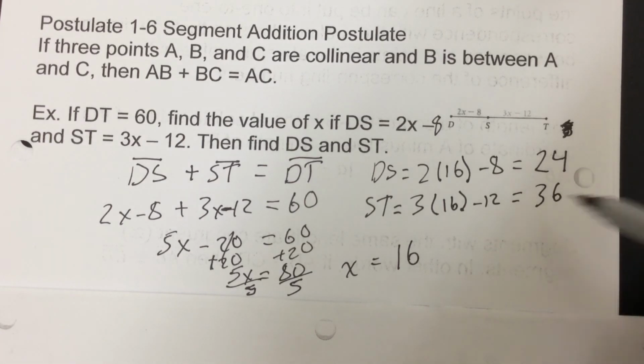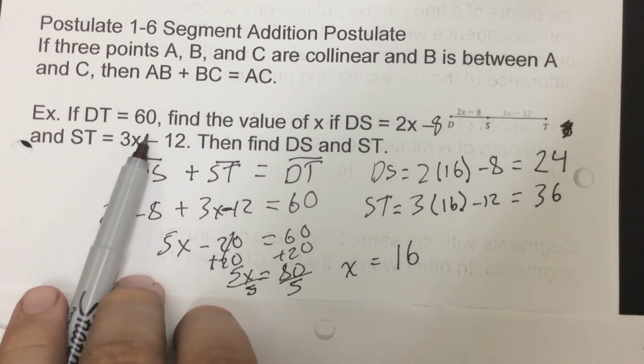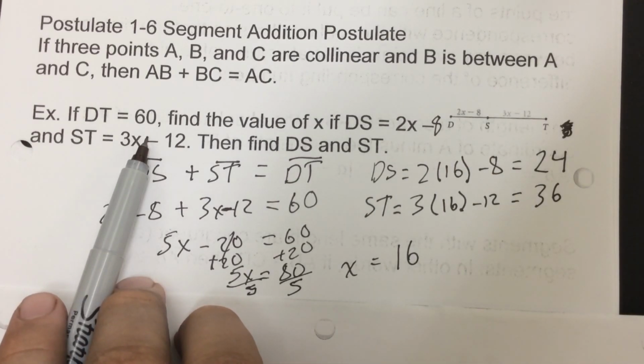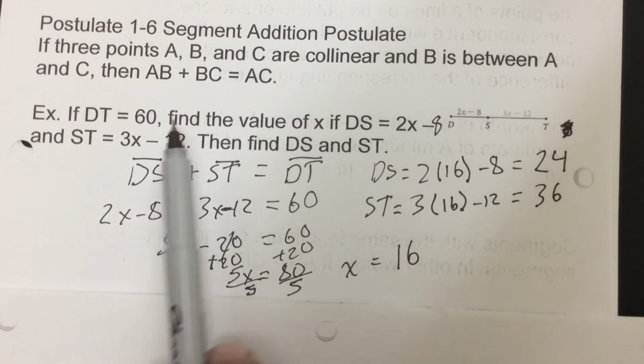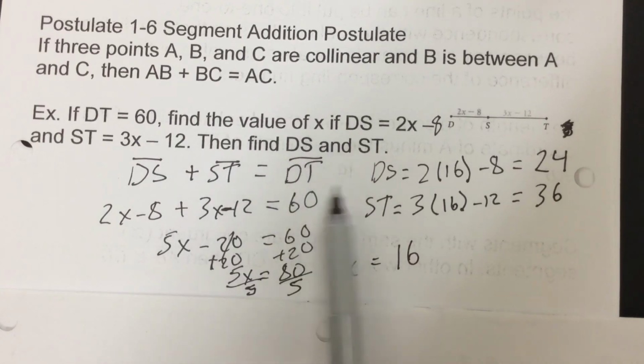So, way to check it, make sure we're good. What's 24 plus 36? 60. Which is what our total was, so we're good. We found the right stuff. So, a lot of these problems, you're going to find the value of x, and then you're going to plug it back in to find the segments. Okay. So, questions with that?